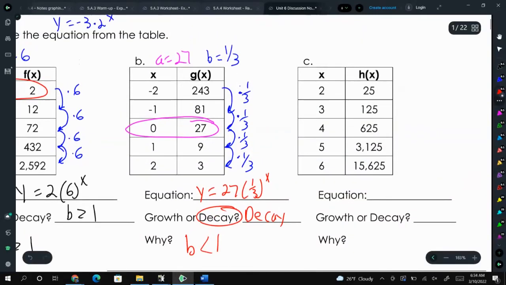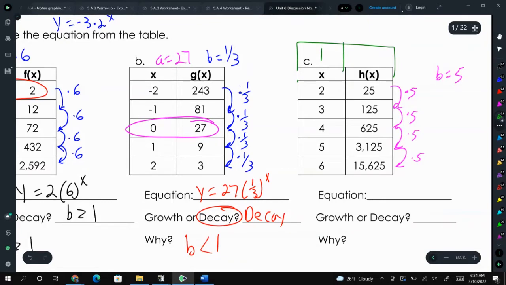Now in this problem, you'll notice that our y values are being multiplied by 5 each time. So b is equal to 5. But my a value, we don't see that right now. So we have to extend this table and say, okay, when x is 1, if we're going backwards, we're going to divide by 5. And you can double check and say 1 times 5 is 5, 5 times 5 is 25. So this means my a value is 1.